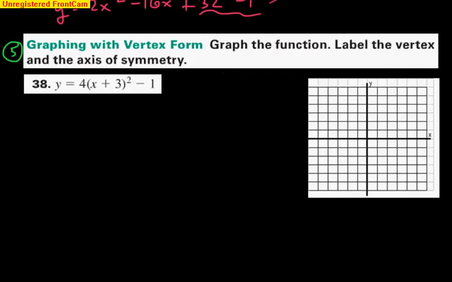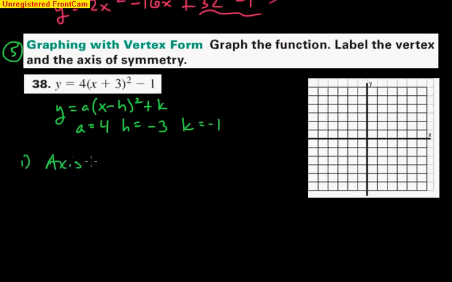Okay, now let's graph this one. And this time we're working with vertex form. So remember, vertex form, y equals a times x minus h squared plus k. This is vertex form. So with vertex form, we're going to identify what a, h, and k are. Now because this is a positive 3, h is actually negative 3. Because having a negative h with this negative would create that positive. So h is negative 3 and k is negative 1.